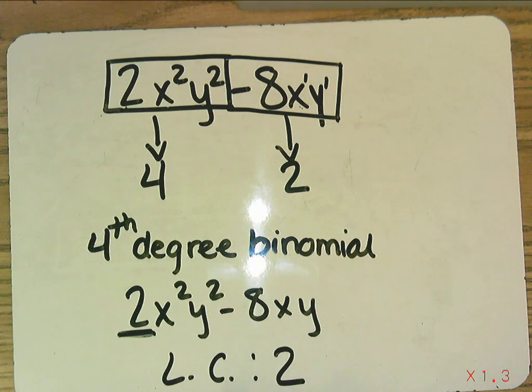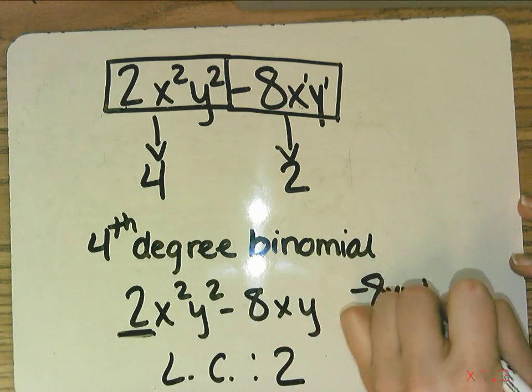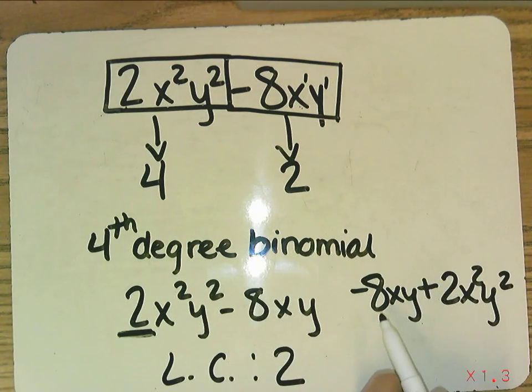You can only find a leading coefficient when you're in standard form. If I had written my polynomial like this, -8 would not be my leading coefficient because this is not standard form. So just be careful that when you're looking for a leading coefficient, your polynomial must be in standard form, like mine is here.